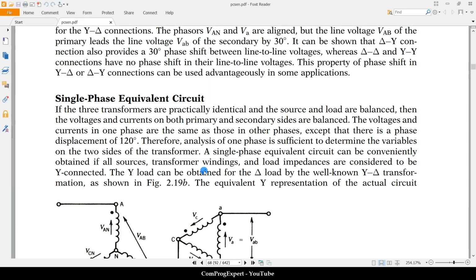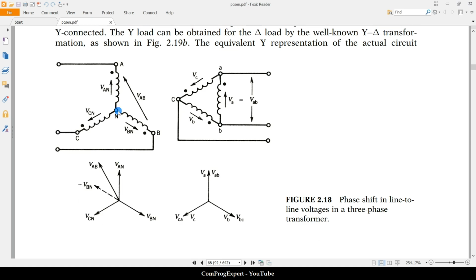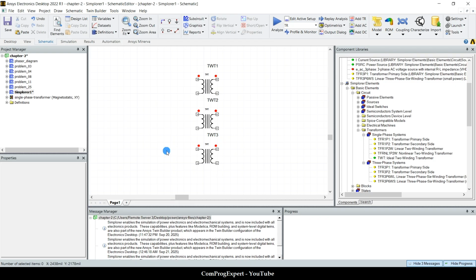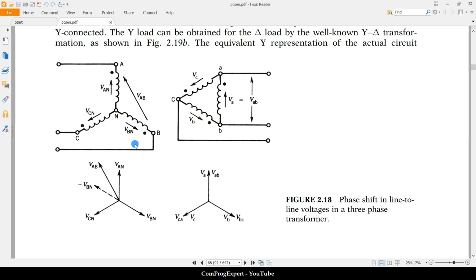Let's investigate this property first, the phase shift. How much is the phase shift if we have a star connection here and a delta connection here? So I can connect these three primary coils that we have. This is the star point. This is the line A, line B, and line C. Okay, these three lines that we have. Consider the dot points. Yes, the dot points are connected to the lines.